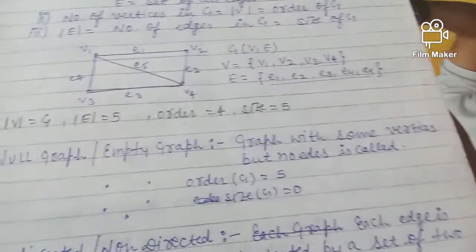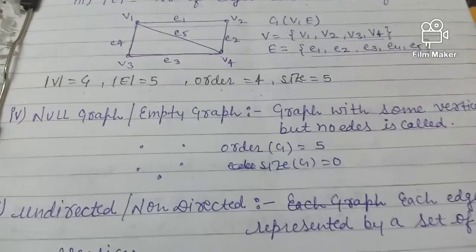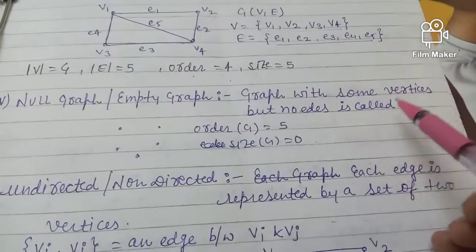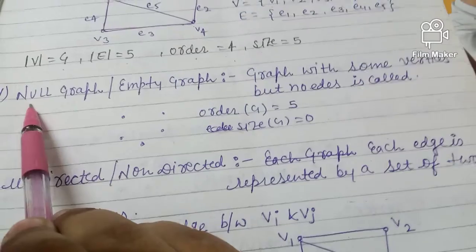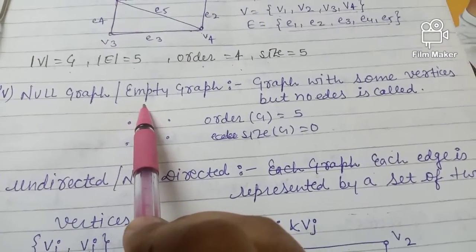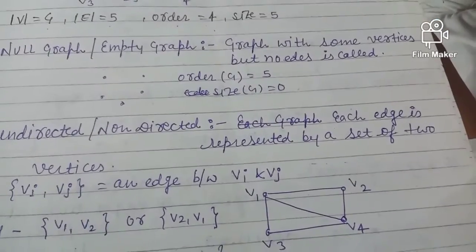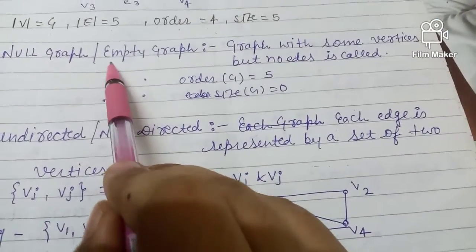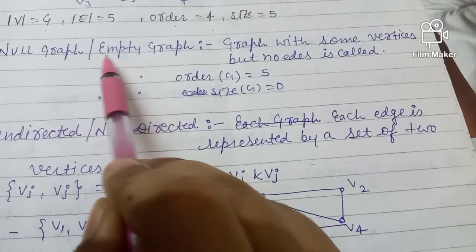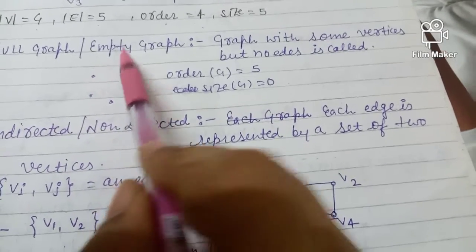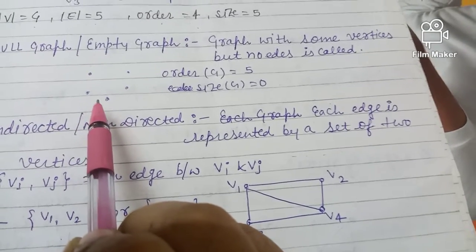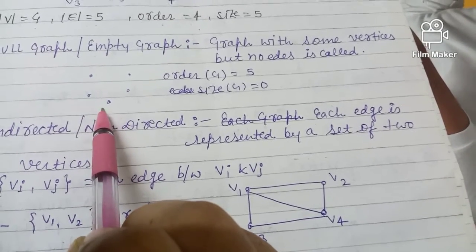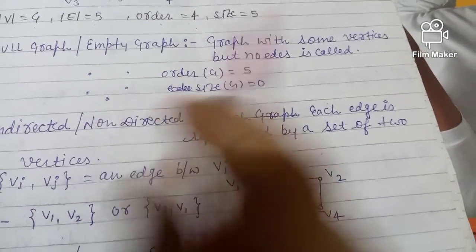Now we are going down and we will see the types of graph. The first mentioned graph is the null graph, or empty graph. What is the empty graph? As the name suggests, it is empty. An empty graph is a graph which doesn't have any edges. It is called a null graph.